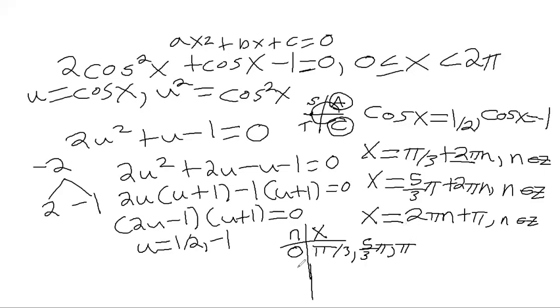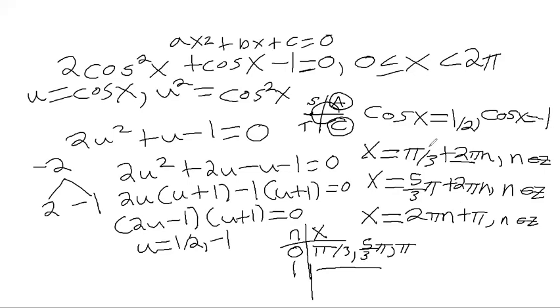So now we have to see, well, what if it's 1? Well, if n is 1, I get 2 pi plus pi over 3. That's bigger than 2 pi. And if I plug in 1 here, once again, I get 2 pi plus 5/3 pi. That's bigger than 2 pi. Plug in 1 here, you get 2 pi plus pi is 3 pi. That's too big. So there's none for this. Now, if you try a negative number, that'd be like, say, -1.